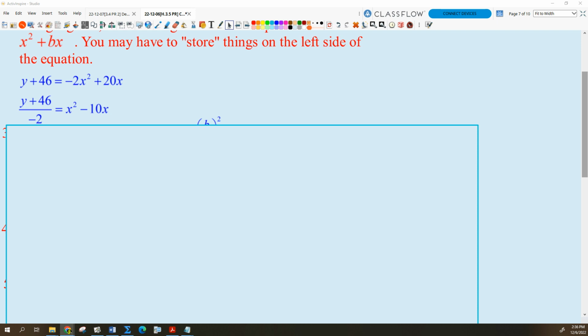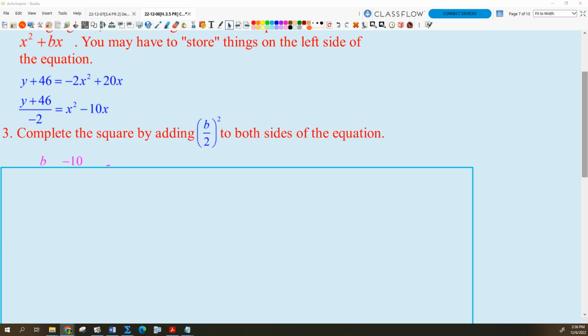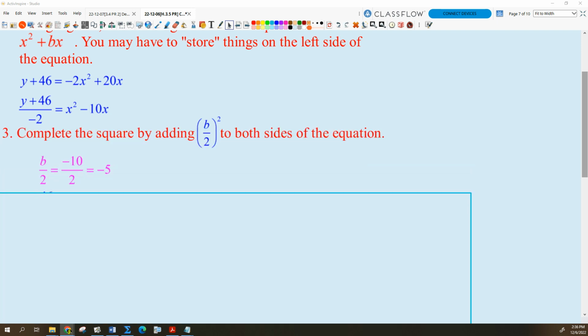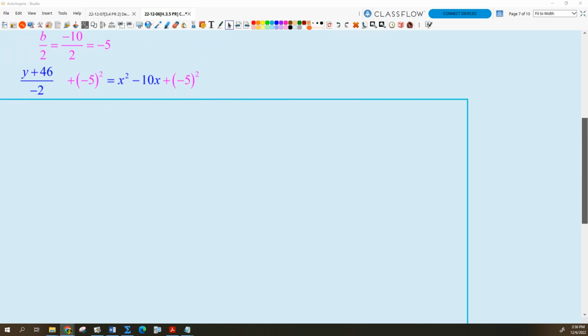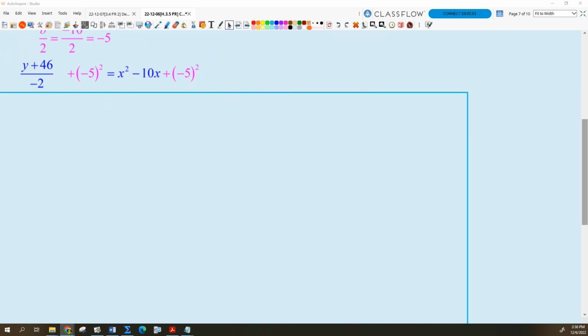So what's going to be the number I'm going to have to add to both sides to make the right side into a perfect square trinomial? Negative 5 squared. Half of b, which is negative 10, right? So I'm going to add negative 5 squared. Okay, we know b over 2 is negative 5. So I'm adding negative 5 squared to both sides. What does that mean on the right side that's going to factor into?